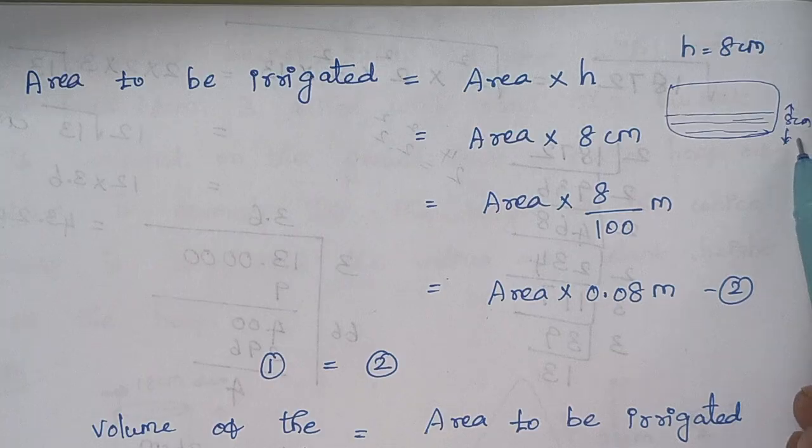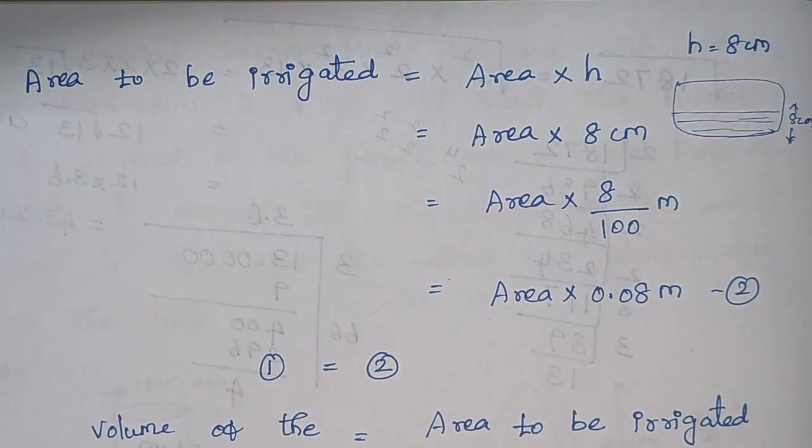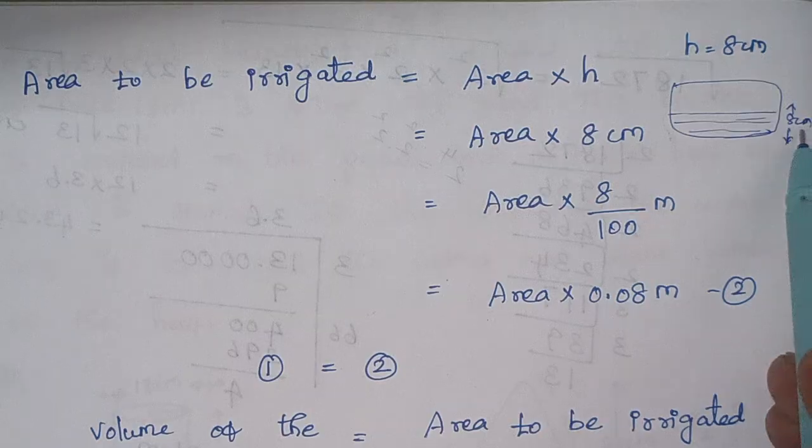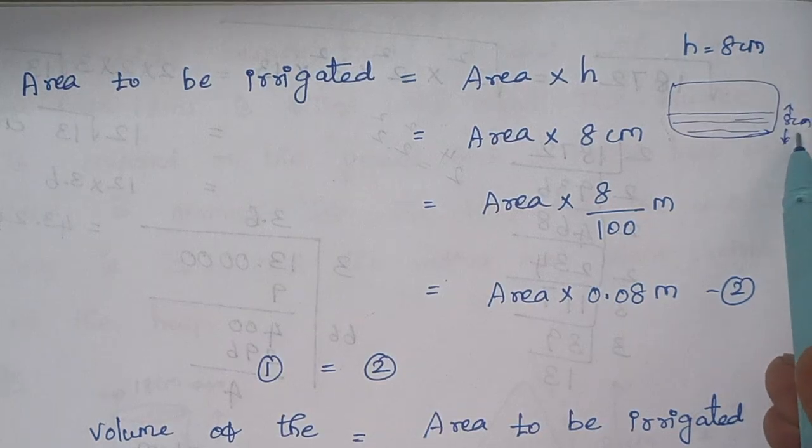So here, what is the purpose of standing water? Generally in rice fields, we can see the standing water. In the initial stage, there must be a standing water. So here you see, we don't know the area, but it has a standing water of height 8 centimeter.